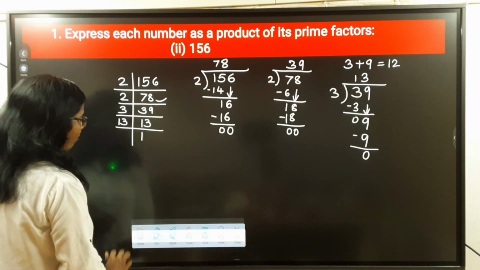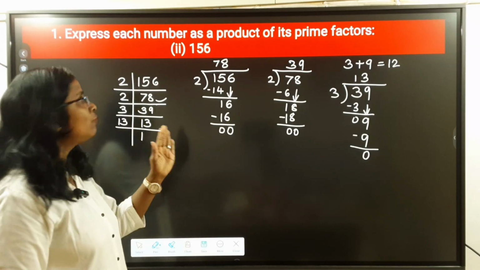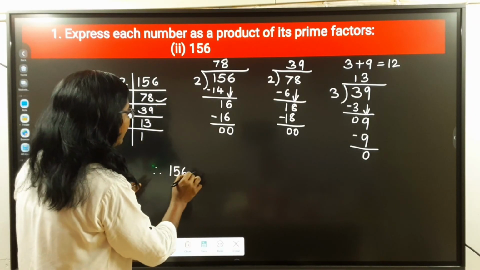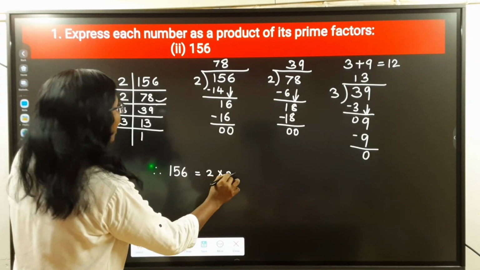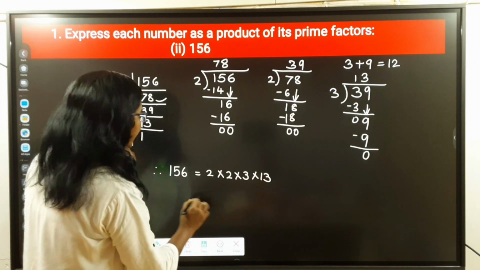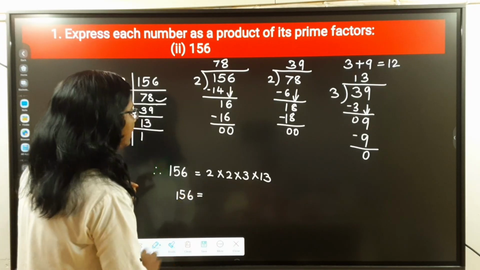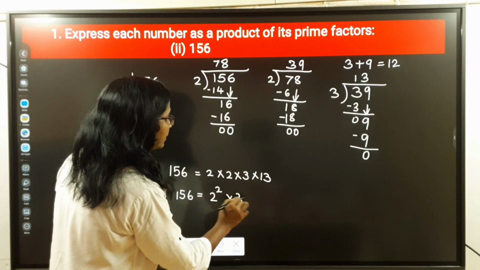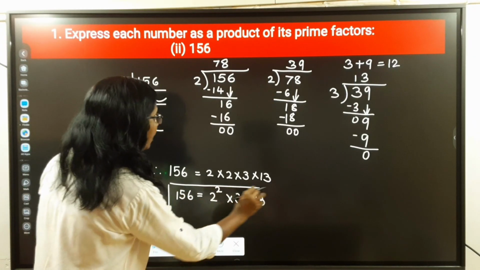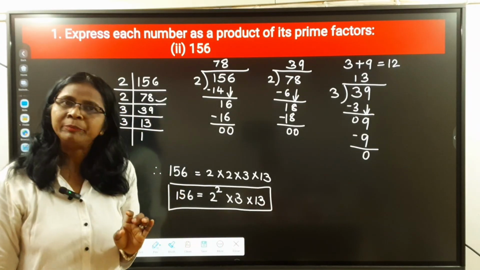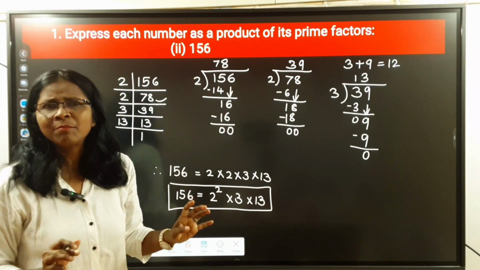Okay students, so now finally we write the final answer. 156 is equal to 2 multiply 2 multiply 3 multiply 13. That means 156 is equal to square of 2 multiply 3 multiply 13. This way we can factorize 156. Very easy examples are these.